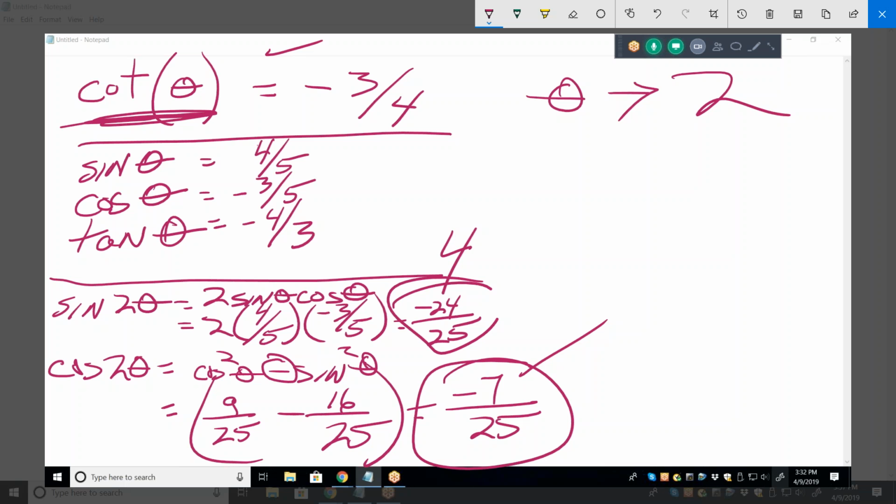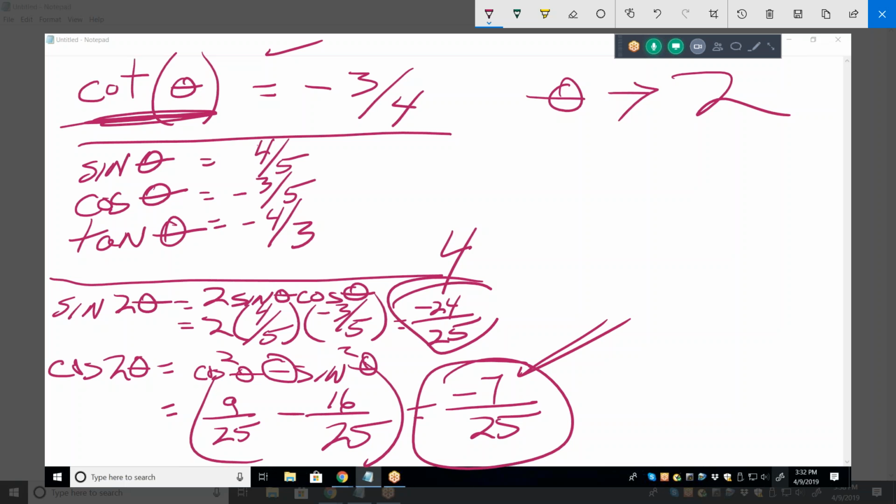Second quadrant could be 91 degrees, so 2 theta could be 182 degrees, which is the third quadrant. Second quadrant could also be 179 degrees, so 2 theta could be in the fourth quadrant. Knowing that theta is in the second doesn't really tell us where 2 theta is. But this kind of does. It's not in the fourth. Cosine of 2 theta is in the third.